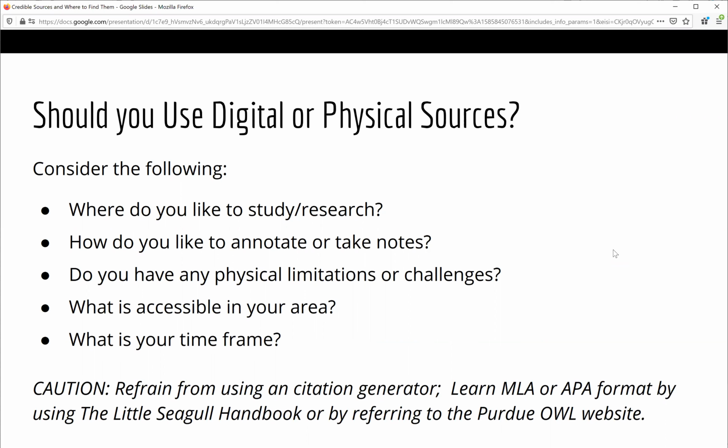As noted on the bottom of the slide, please do not use the citation generators found on database websites. They often make mistakes when formatting the information to suit the MLA and APA guidelines. A better strategy would be to use the Little Seagull Handbook or the Purdue OWL website for information regarding how to create your in-text citation and works cited or references page.